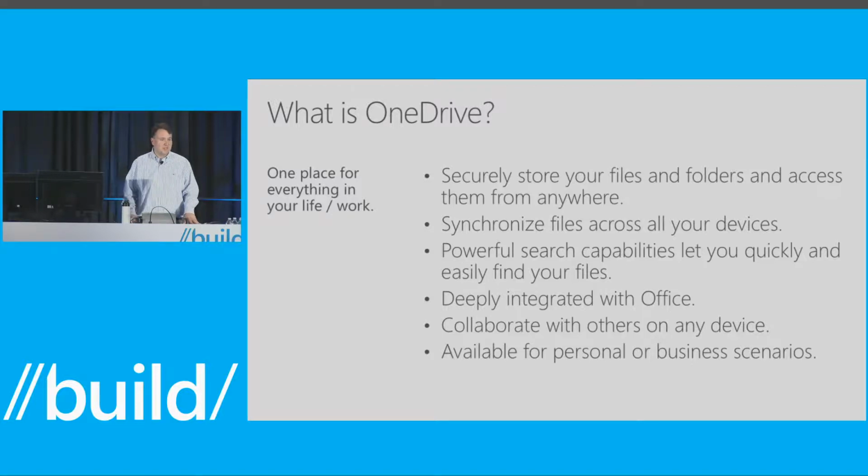We also have powerful search capabilities powered by Bing and by Fast to make it really easy to find the things that you're looking for. If you're like me and you have 300 gigabytes of data in your OneDrive, browsing through the folder hierarchy isn't always the fastest way to find something. Search is great. We're also deeply integrated with Office. We have great collaboration experiences inside the Office clients and inside the Office web apps, and have great experiences on top of the Office clients as well. And it's available for both personal and business scenarios.